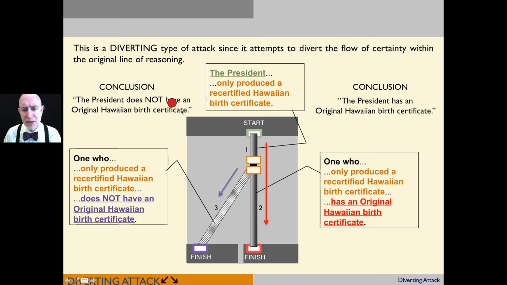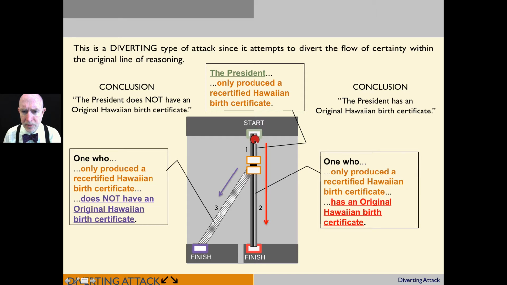So this example here is a diverting type of attack, since it attempts to divert the flow of certainty within the original line of reasoning. So let's look at what we have here. We have two conclusions. One is the president does not have an original Hawaiian birth certificate. And the other conclusion, the president has an original Hawaiian birth certificate. And you can see here two lines of reasoning that are creating two separate conclusions.